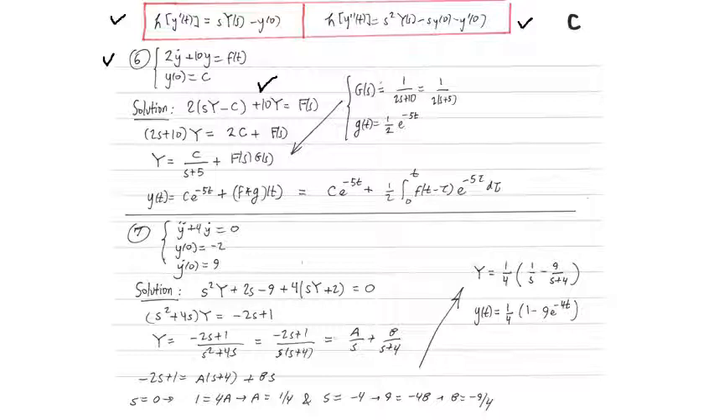So this solution will allow us to come up with an expression for the solution y of t of that initial value problem that'll work for any right-hand side function, f of t. So the Laplace transform of little f of t is big F of s. So that's what we get when we take the Laplace transform on both sides of the differential equation.